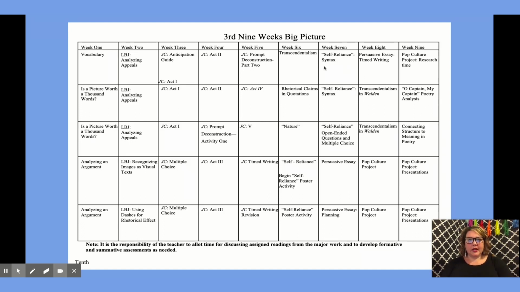Lastly, within the third 9 weeks, notice that we move into the idea of transcendentalism. So again, we go back to the time period designation by the Alabama Course of Study, and we're looking at texts such as Self-Reliance, Nature, Walden, Oh Captain, My Captain. We're asking students to think about how these ideas of transcendentalism, again, connect to the big idea and those questions in the search for an ideal world.